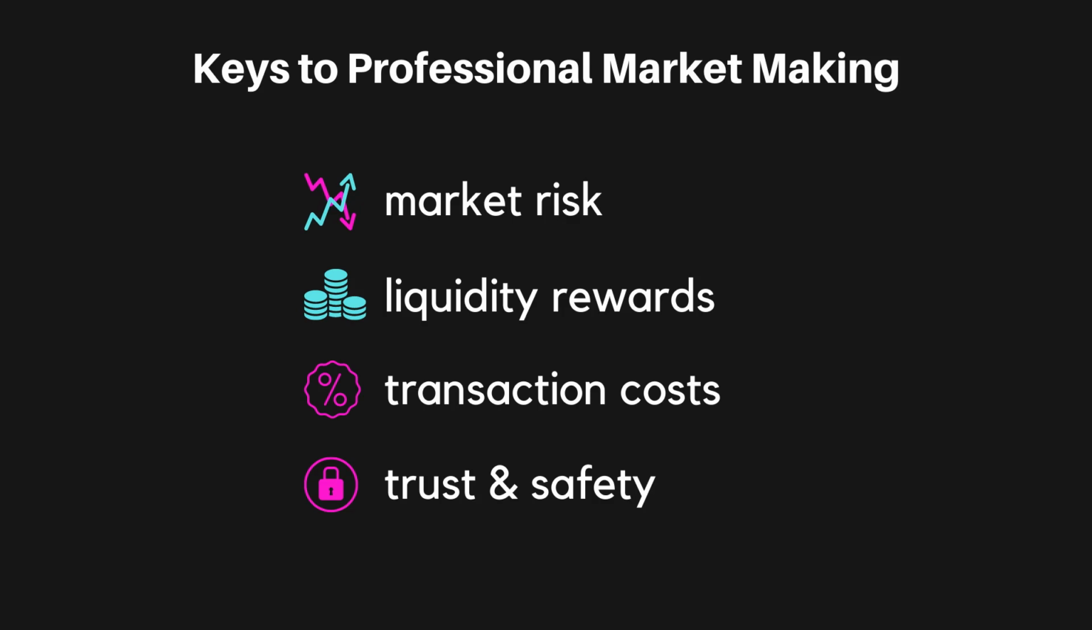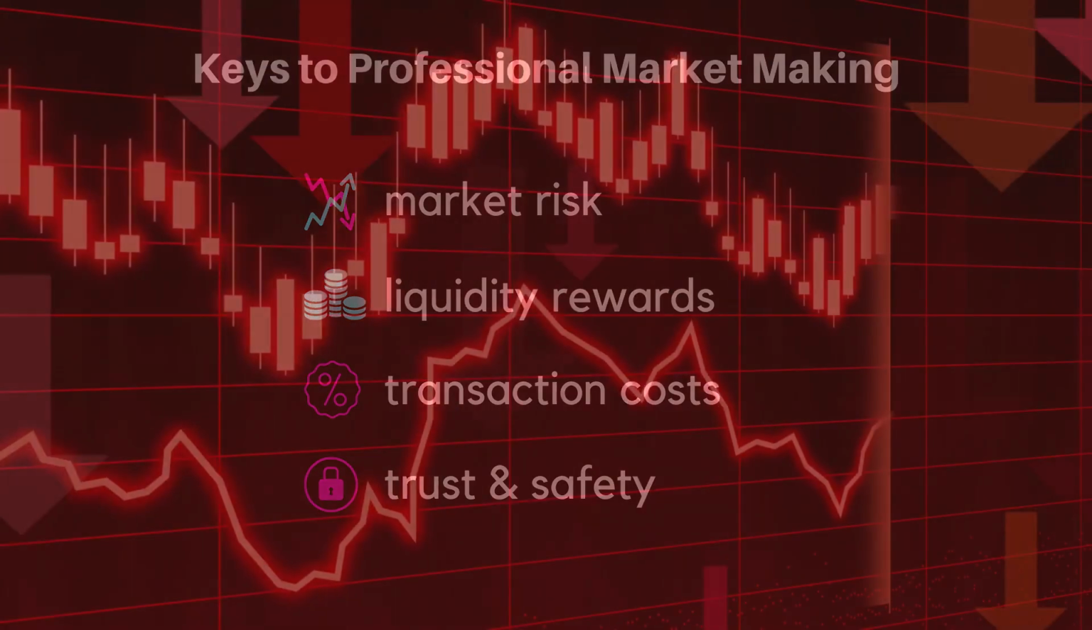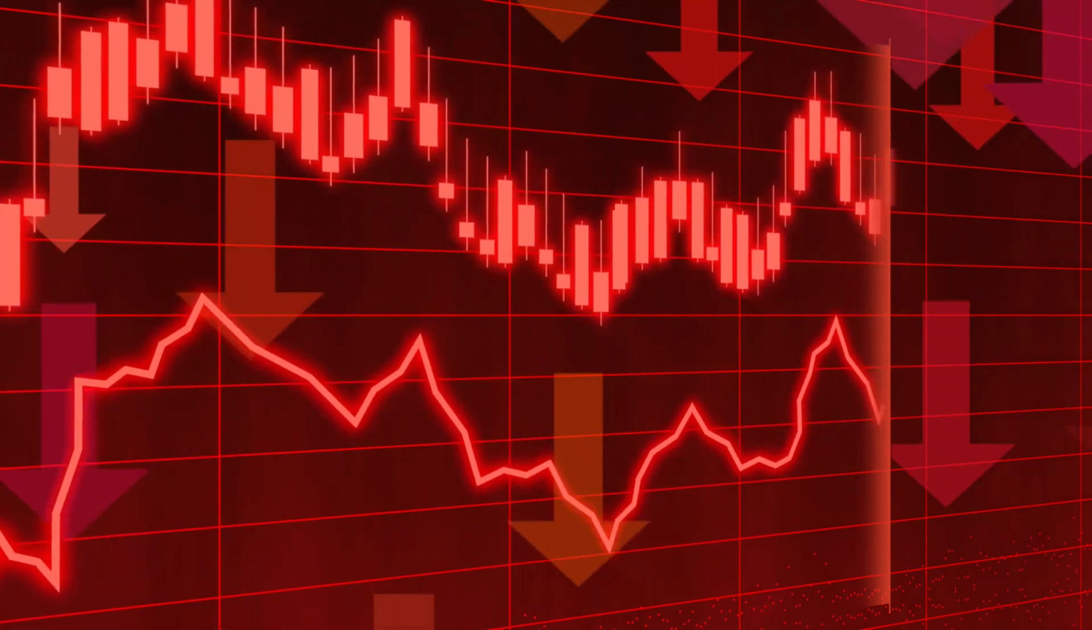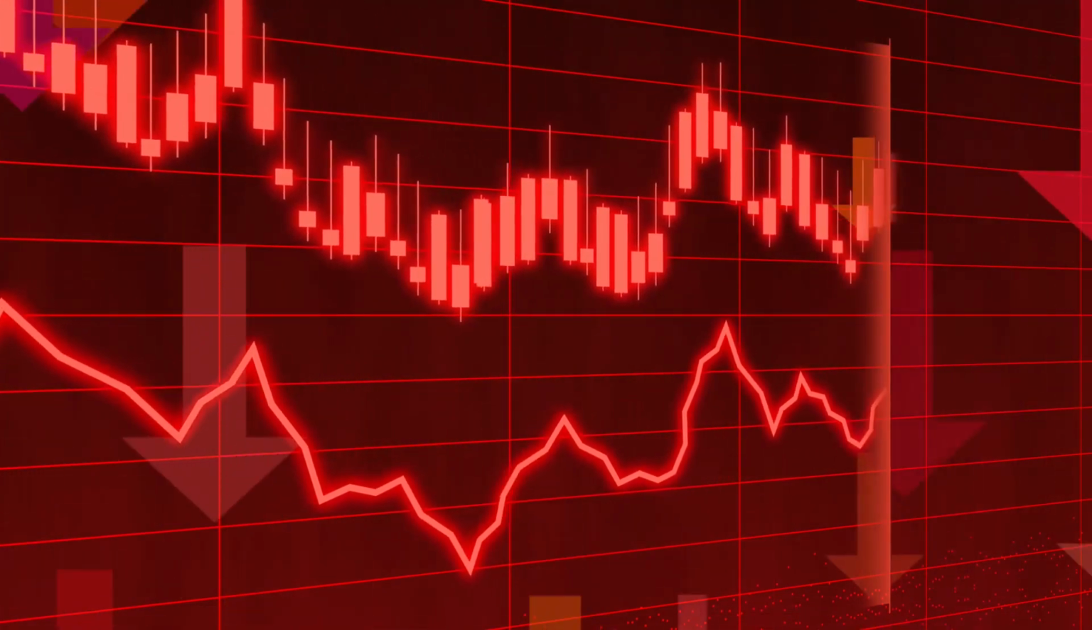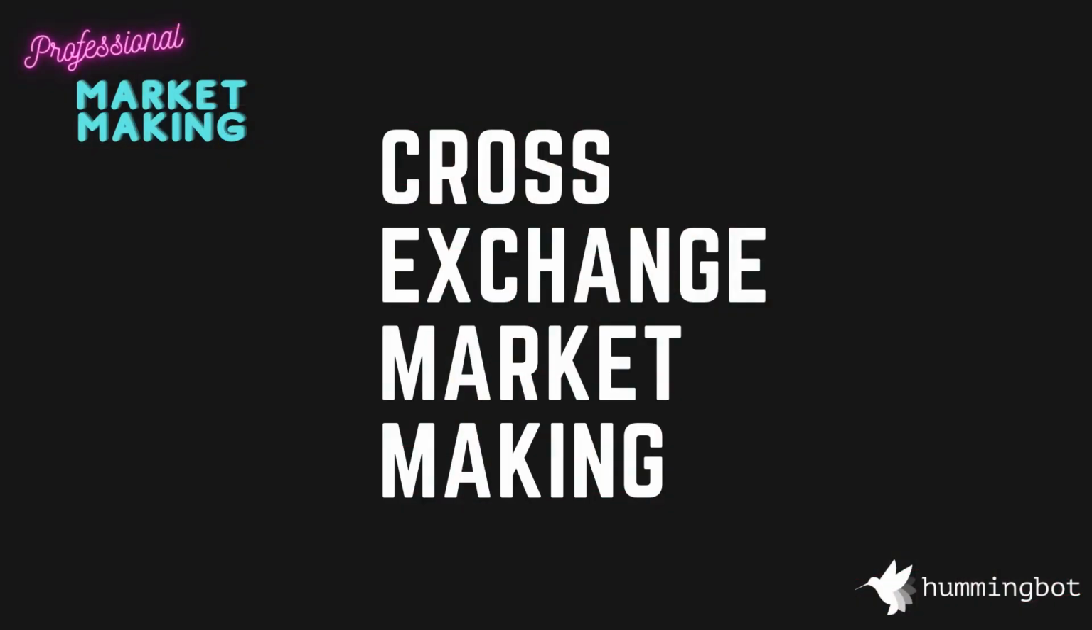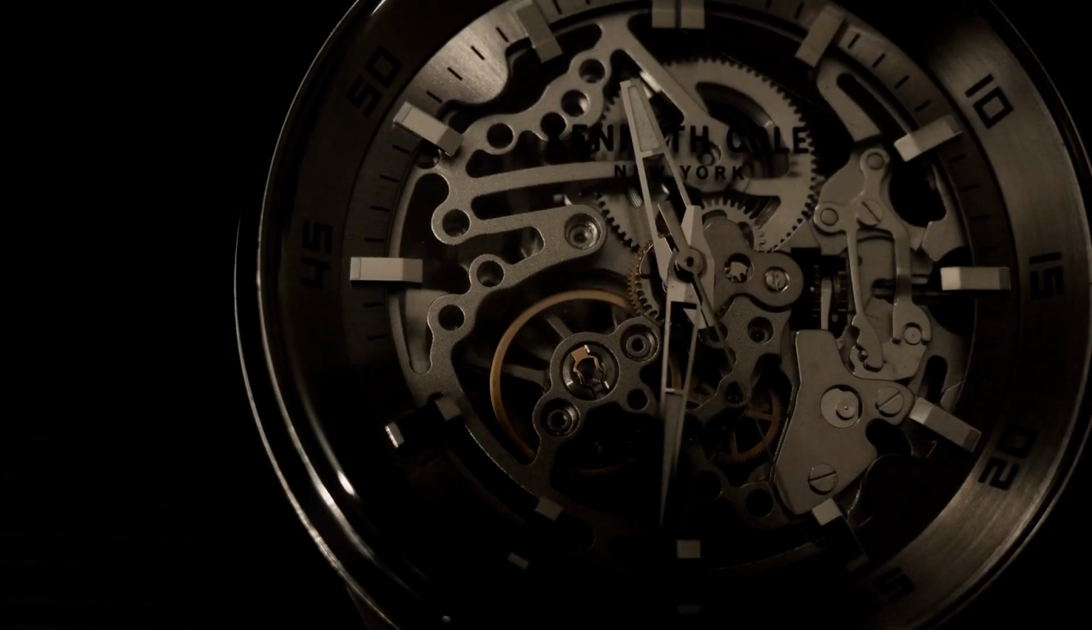Market risk is the risk of accumulating the asset that is decreasing in value for any given trading pair. This is a very common problem faced by many market makers, and in the absence of mitigating strategies, this will occur whenever the market trends. Cross-exchange market making is one way to mitigate this risk. How does it do this? To understand how it does this, we first need to understand how the cross-exchange market making strategy itself works.